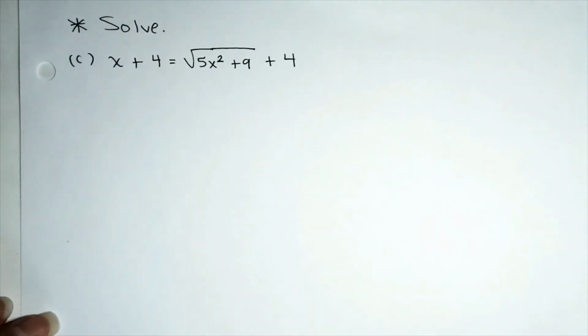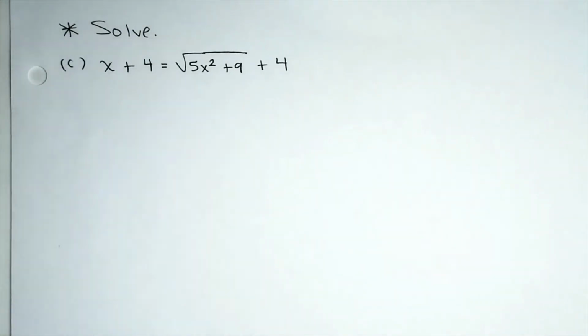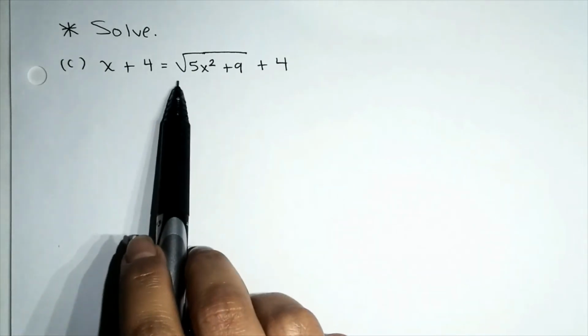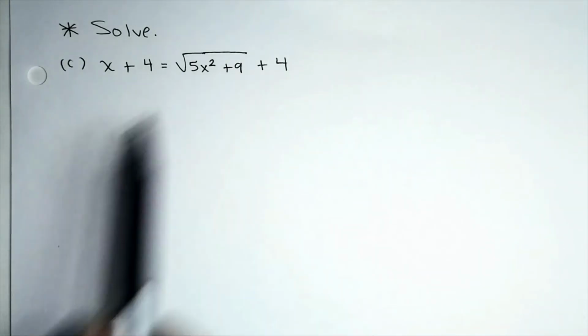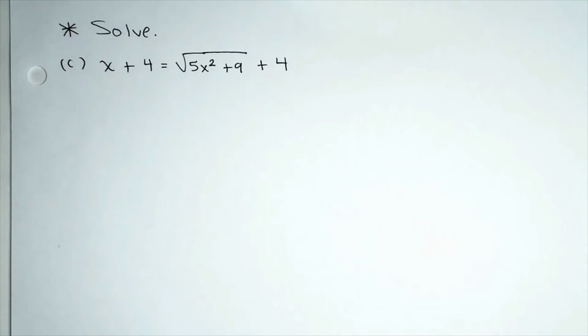Problem C. Okay, so we have another radical equation, and we are encouraged to use a calculator to check our proposed solutions. But again, if you're an overachiever, then just go ahead and do it by hand. So first things first, yes, we do have a radical equation. We have a radical and a variable inside.